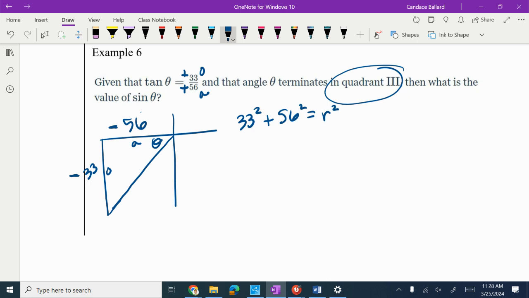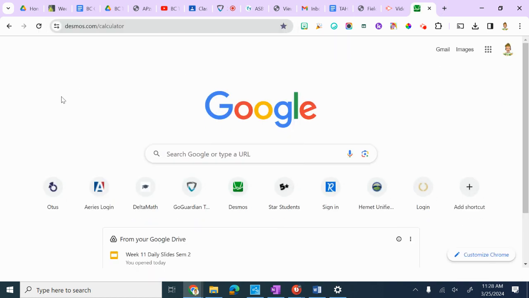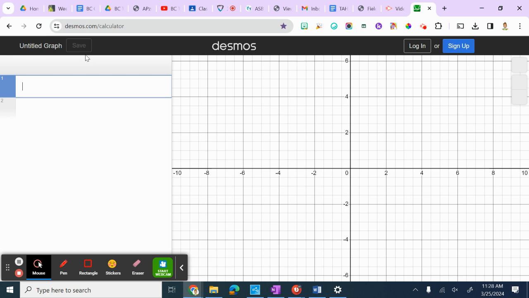All right. I think we need to break out good old Desmos, don't we? Because I don't think we've got a 33 and a 56. So I'm going to get out Desmos this time. I can't do that one in my head. Desmos. Here we go. All right. 33 squared. Help me out. You guys do it too. 33 squared.